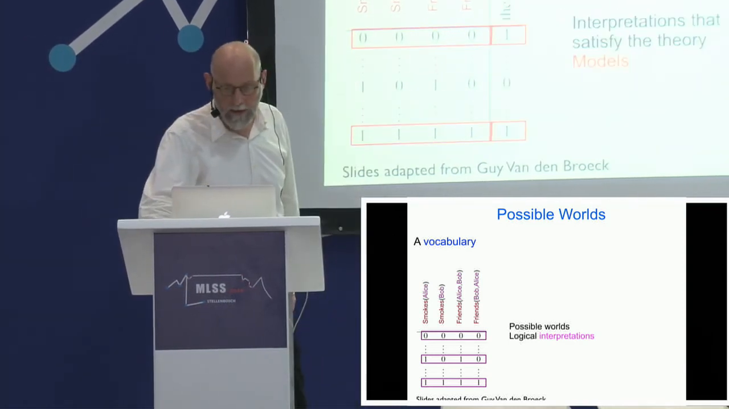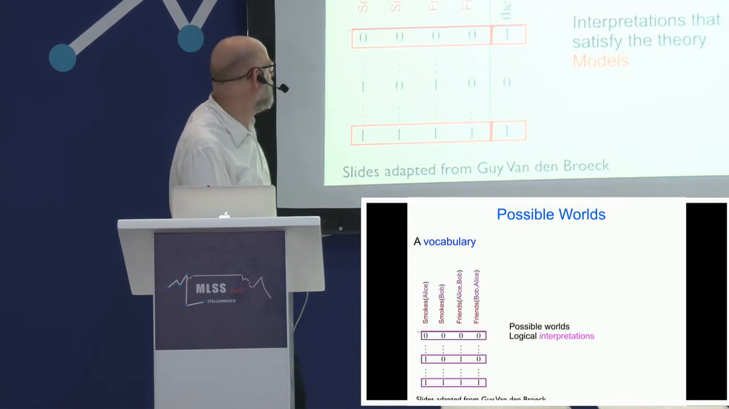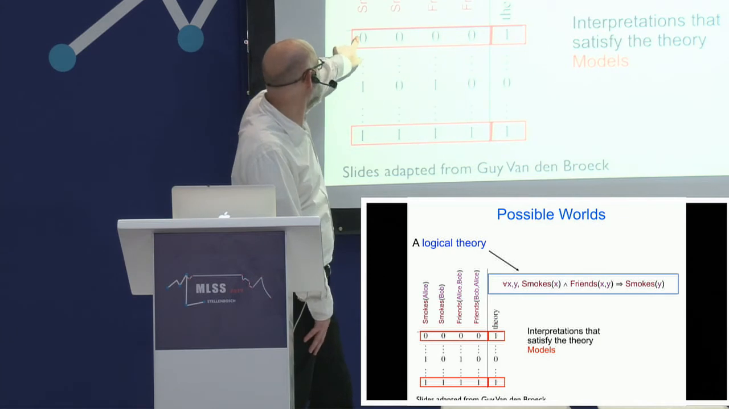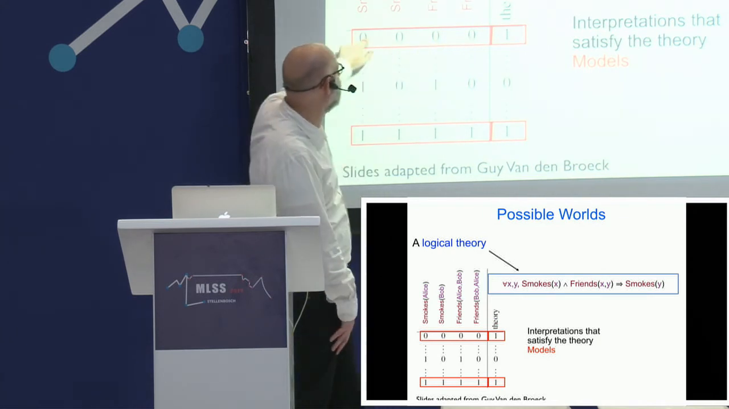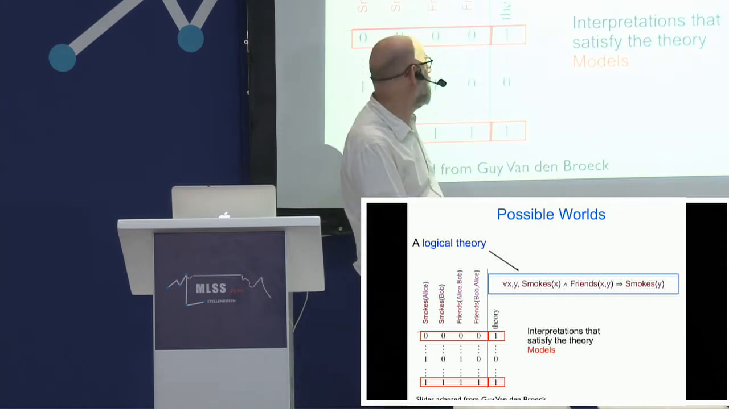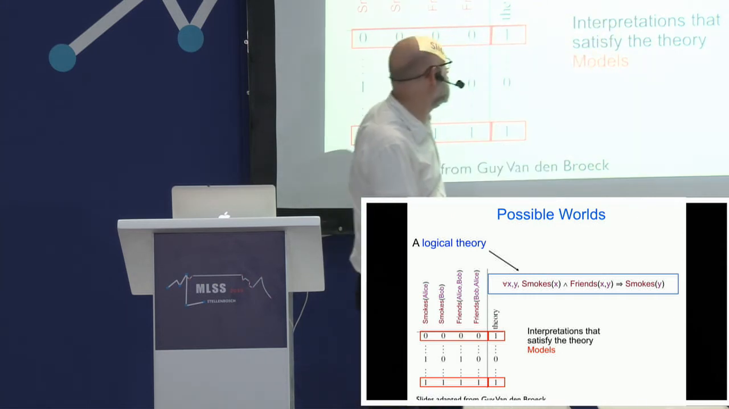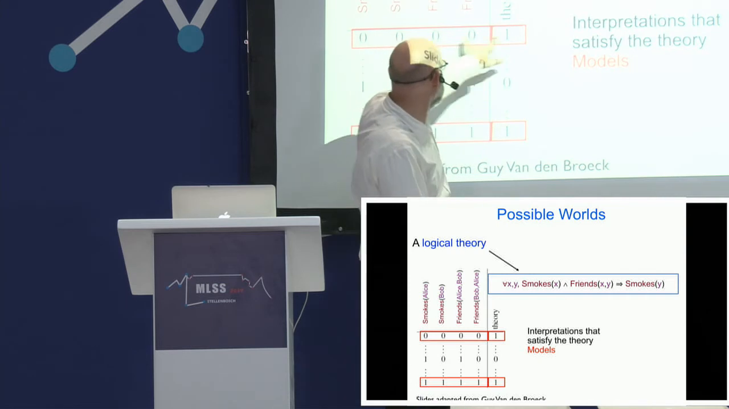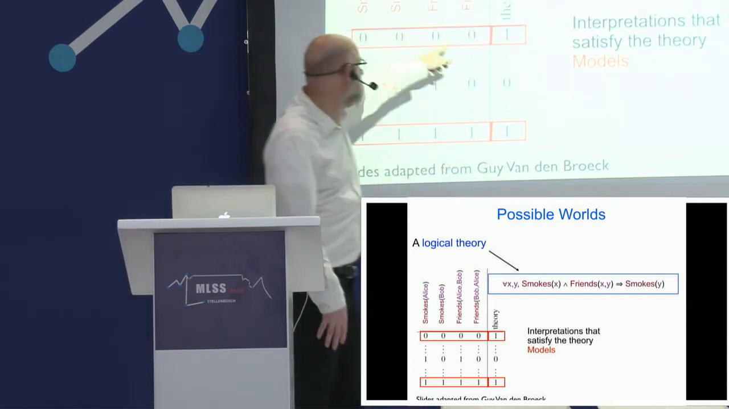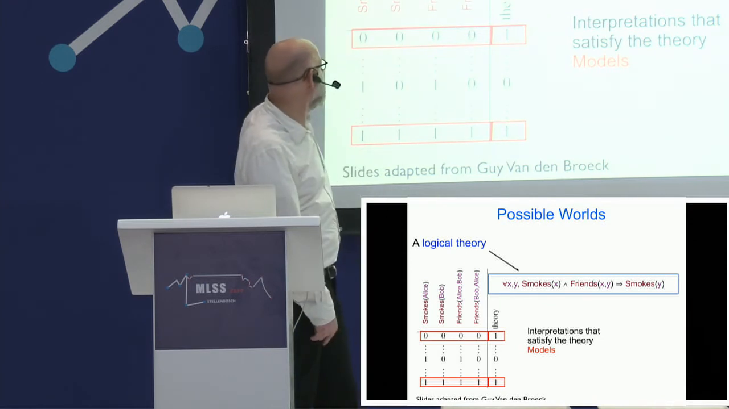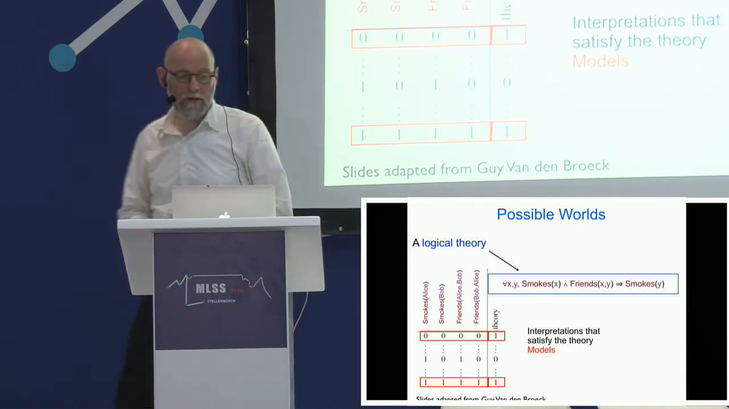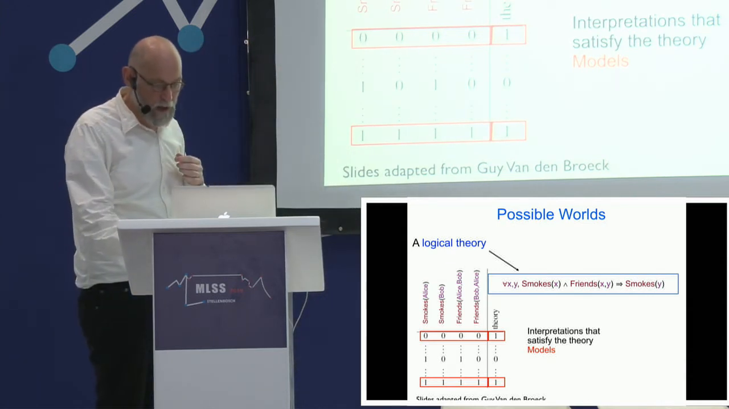This is what you get. Now, if you have a logical theory, then in each of these interpretations, like here, none of these facts is true. They're all false. If they're all false, then the condition part is not satisfied, so we don't worry about the conclusion part. So this first interpretation, this first world, will be possible. It will satisfy that kind of theory.